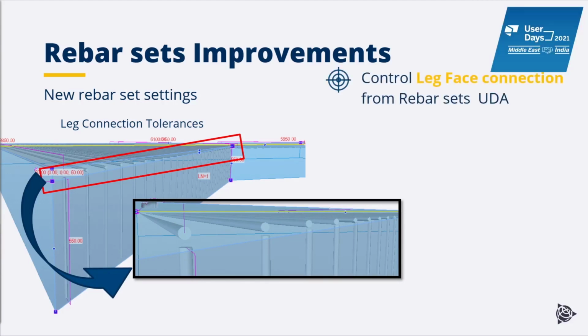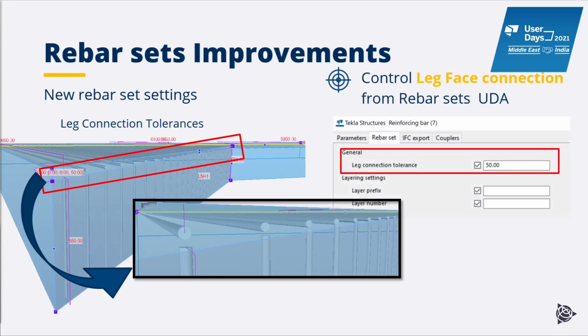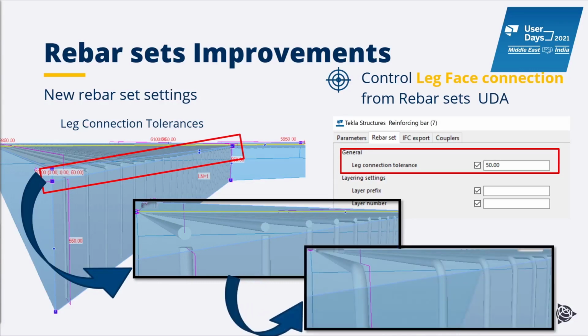Now in the latest version, we have a new setting called leg face connection tolerance. This can be set directly from the rebar set UDAs. Based on this set tolerance, if the gap is within this tolerance, then the rebar set will automatically connect them together, as you can see here.